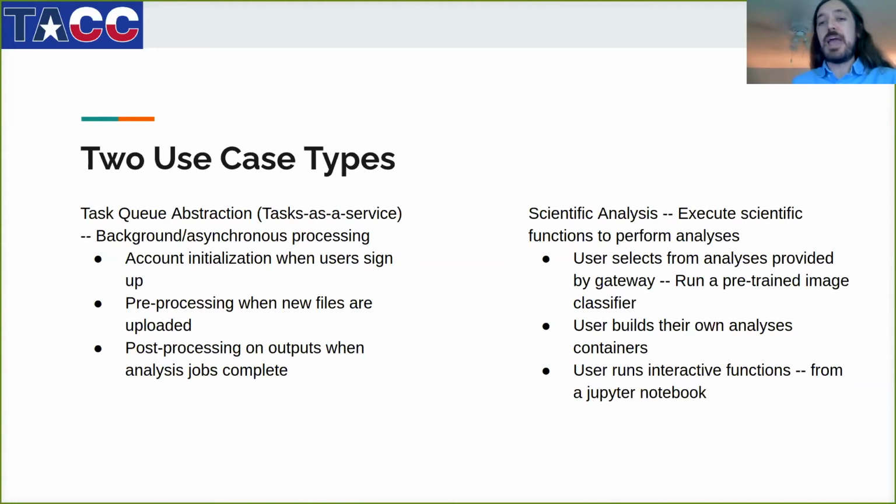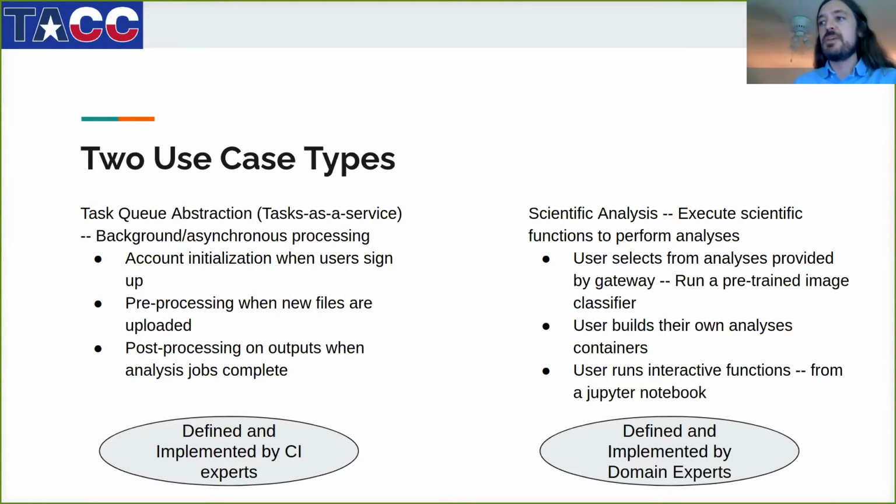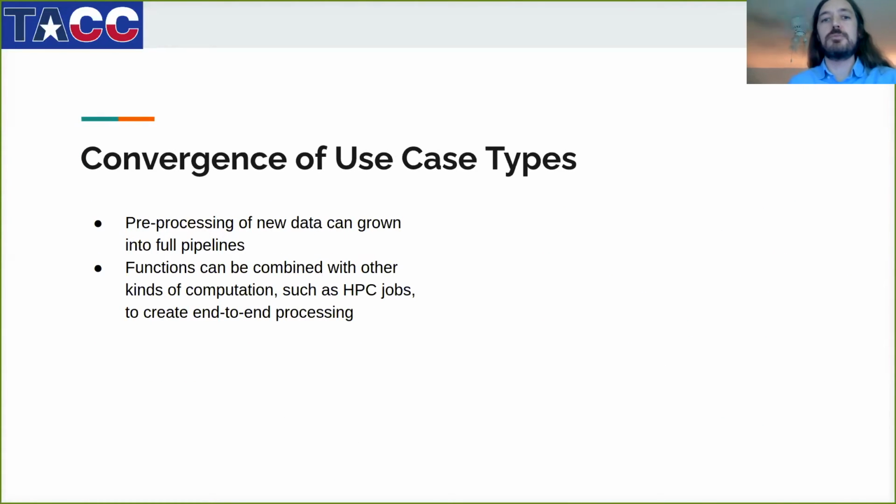On the other hand, you can actually do scientific analysis, like was mentioned in the first talk. You can run AI image classifiers, right, and AI workloads, other kinds of analyses directly in Abaco. So the left side is defined and implemented by the CI experts, the web developers, and the programmers building the gateways. And the other side is traditionally defined and implemented by domain experts, the researchers using it. What we think is cool, what we're hoping for, and what we've started to see with some projects, is a sort of convergence of these two use cases, right?